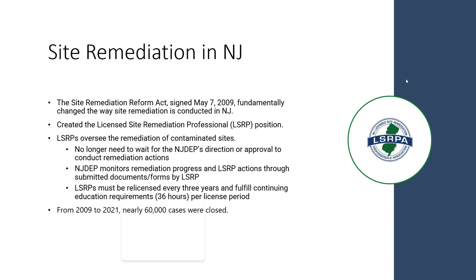So there is contamination, there's a spill, something happens, and you open a case with the DEP, right? And then that case number is assigned to that site. And you will do all these remedial actions, and ultimately you would clean up your site, right? That's the ultimate goal. And then you would receive a case closure or no further action, basically saying that the site has been cleaned up, you don't need to do anything else, and now the case is closed. And you can see from 2009, when this was implemented, to 2021, nearly 60,000 cases were closed in New Jersey. So that's a really good sign that work is being done, and it seems to be being done in a more streamlined way.